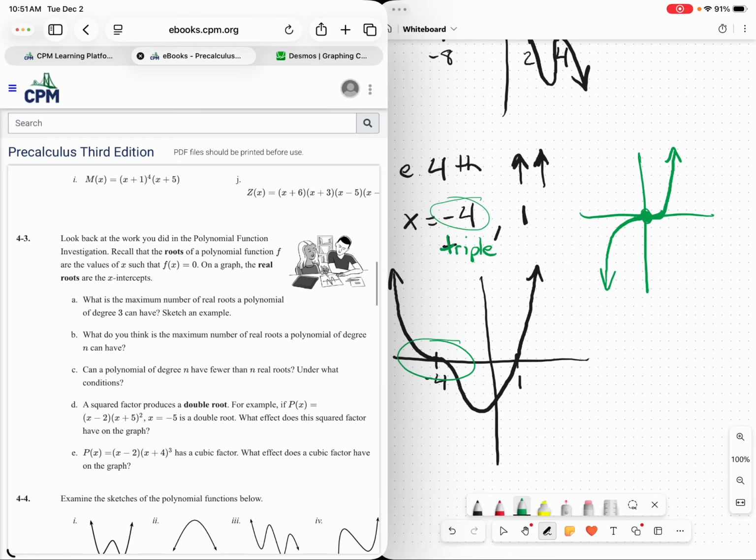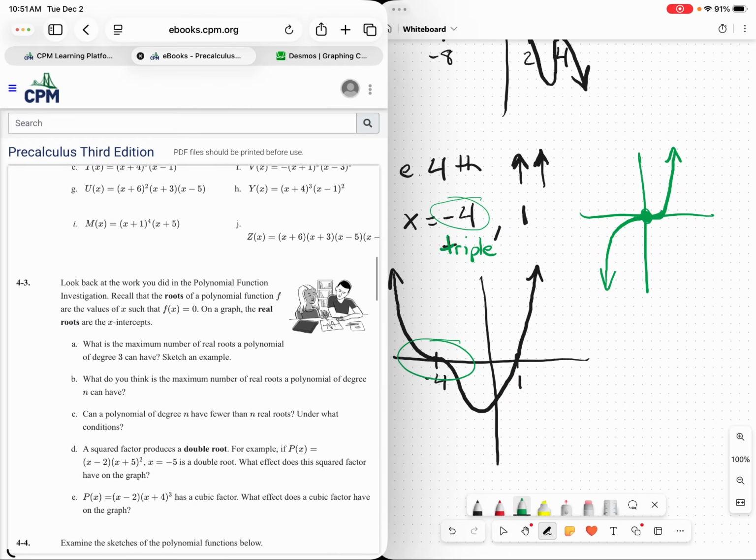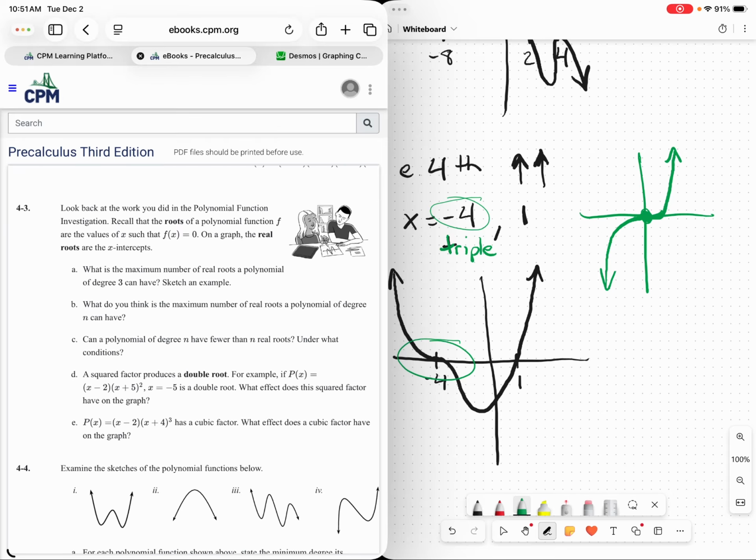So let's now, I'm going to skip the rest of these, and I'm going to try to make some sense of this. So look back at what you did with polynomial function investigation. Recall roots of the polynomial function are the values such that f of x equals 0. On a graph, the real roots are the x-intercepts. So notice they talk about real roots, and it's bolded there, because a real root means that we can actually see it.